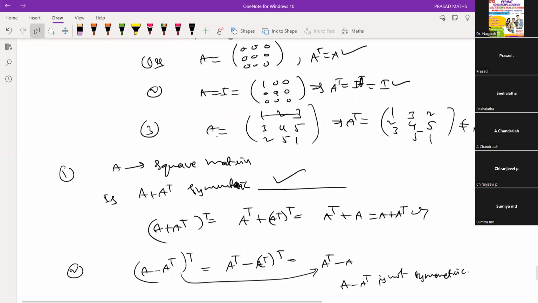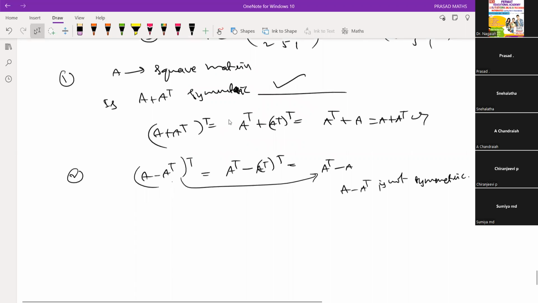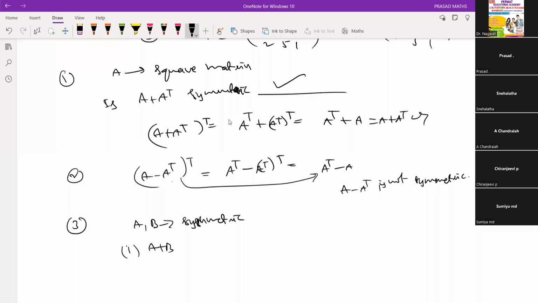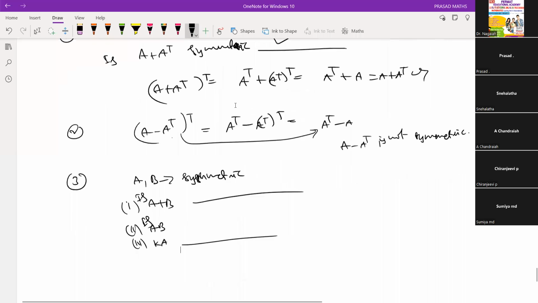Right. We take products. Suppose A and B are symmetric. Does it mean that A plus B is symmetric? Does it mean that AB is symmetric? Does it mean that a scalar multiple of a symmetric matrix is symmetric? Yes, sir.